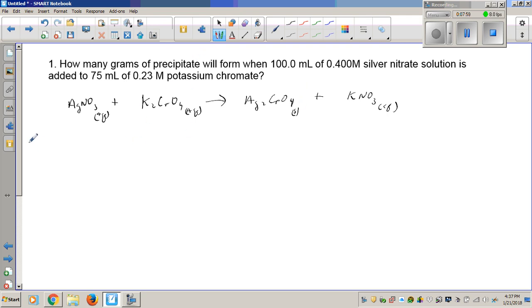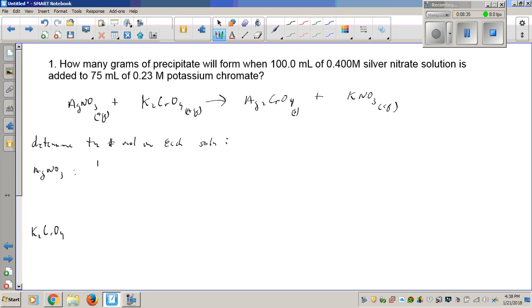Now the next part is to determine the number of moles in each solution. So we have to do that for AgNO3, and we have to do that for, not potassium nitrate, potassium chromate, K2CrO4. And so this is simple enough.